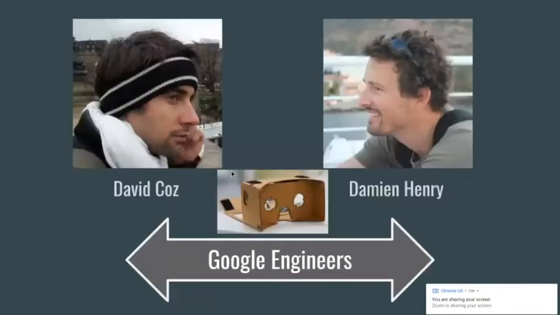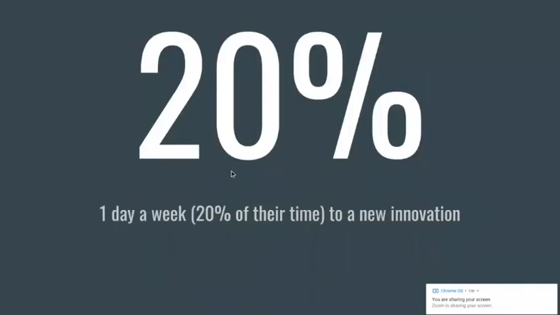So how in the world did Google Cardboard and all this begin? Well, it starts with two Google engineers in Paris, David Coz and Damien Henry. This all happened during a project. Google gives their employees what is called 20% time, which some of us might refer to as Genius Hour. At Google, Googlers are given one day a week, in other words 20% of their time, to work on a new innovation. Both David and Damien had this idea of, why don't we create some kind of viewer for virtual reality? What would that look like, and what could that be?